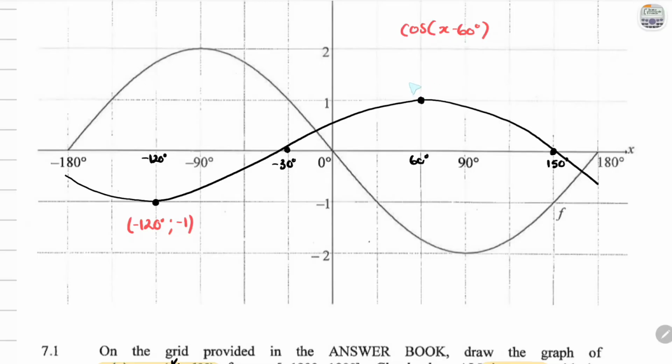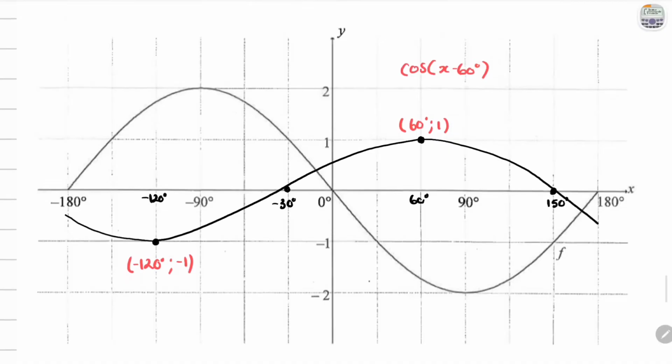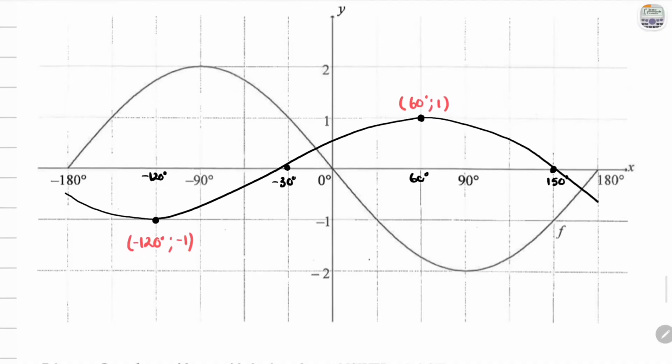And then over here, this maximum, this turning point over here is going to be at 60 degrees and a y value of 1. And we have 150 there. Okay, are there any other important points that we should note down? Okay, there is one more. Since these are turning points and x-intercepts that we have, negative 30 degrees and positive 150 degrees, then we should probably also put down this y-intercept over here.